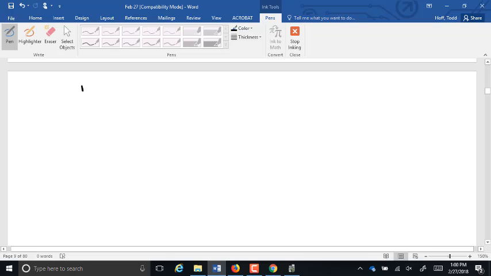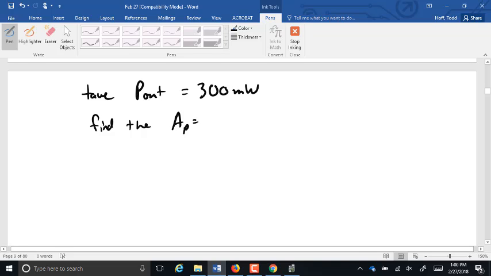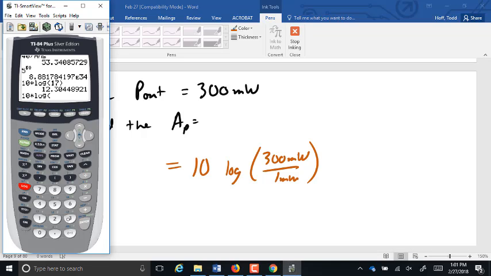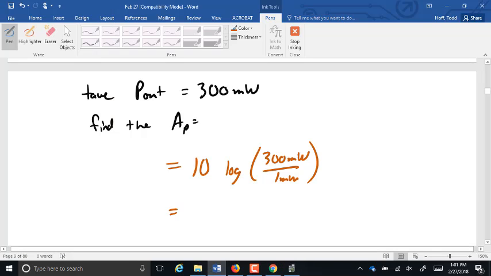So if we have an output power of 300 milliwatts, find the power gain, the standard power level. So that's going to be what? 10 times the log of 300 milliwatts over 1 milliwatt. Yep. And yeah, 10 times the log of 300. Okay, 24.77 dBm's.